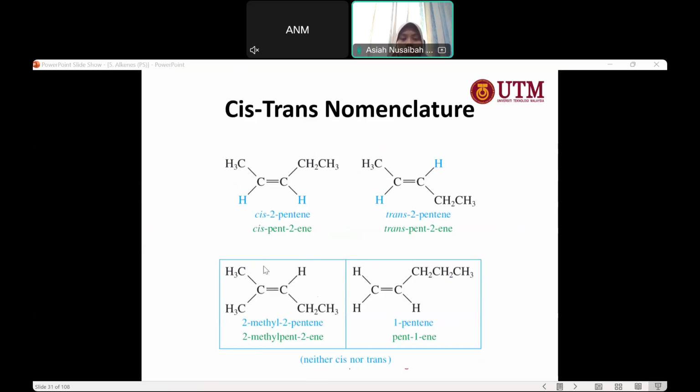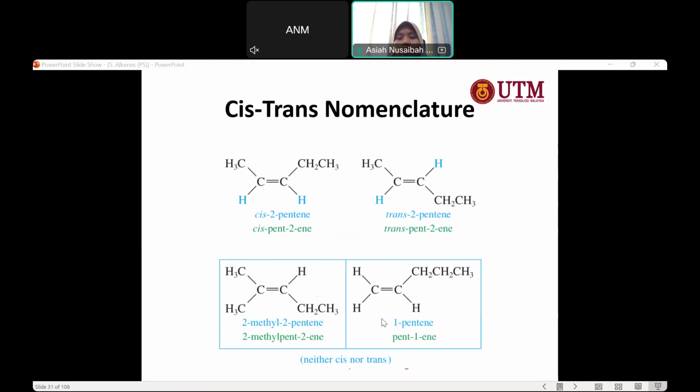So bottom left in this rectangle shape here, we have C double bond C, and the first C having the double bond has 2 methyl. And then the second C having the double bond has 1 H and 1 ethyl. Now how? It's neither cis nor trans, because the tip before is we will refer to H. So if H is on the same side, cis, H is opposite, then it's trans.